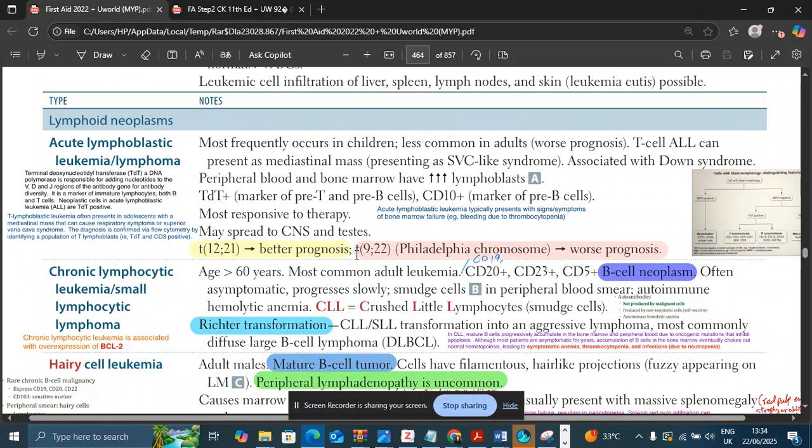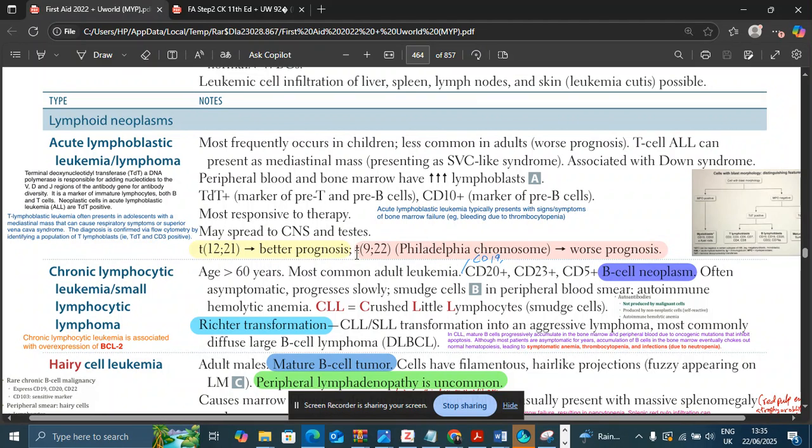Usually, this disease is asymptomatic and it progresses very slowly. The best initial test to diagnose CLL is CBC with smear, and that will show mature lymphocytosis, meaning an increased number of mature B lymphocytes. We will also see pathognomonic smudge cells.